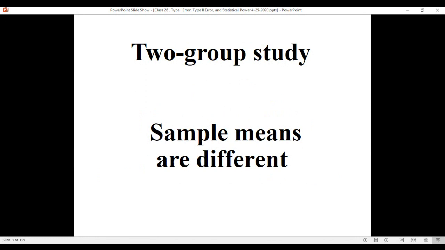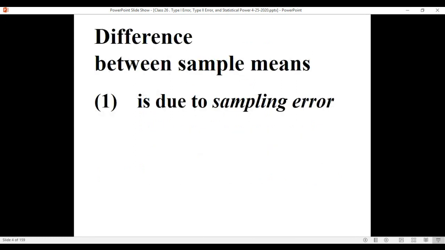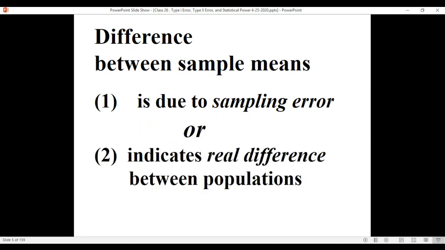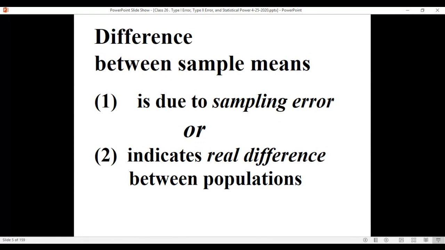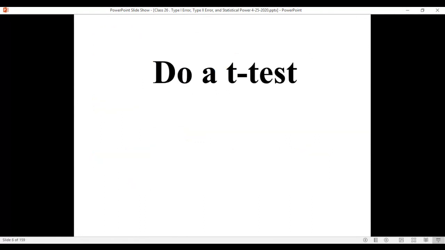As we indicated in the last lecture, a researcher who does a two-group study always finds that the two sample means are different from each other. And the researcher then has to decide whether this difference is due to sampling error or instead whether it indicates a real difference between the underlying populations from which the samples are taken. The way to decide between these two options is to do a t-test.